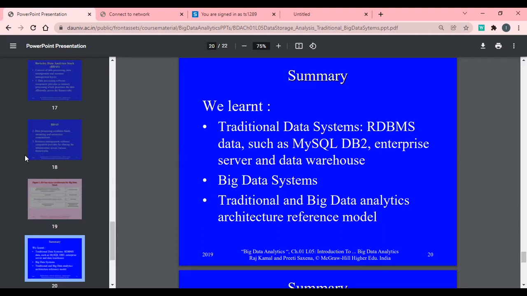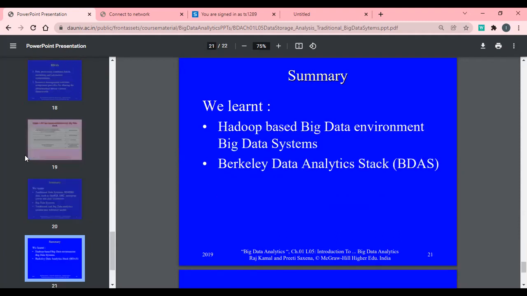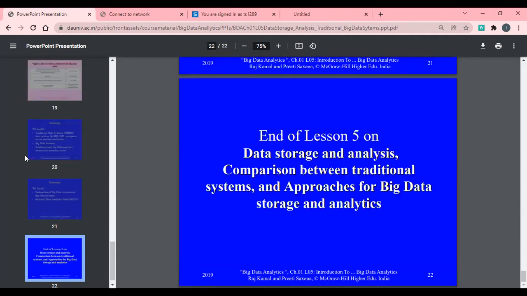We use traditional data systems, RDBMS and MySQL. Traditional big data analytics architecture reference models are also used, along with BDAS and the big data environment. So this is the summary of this diagram. At the end of the session, we finally know the difference between traditional and non-traditional data management systems. Non-traditional management systems are used for big data analytics only, because we are going to store a huge volume of data.